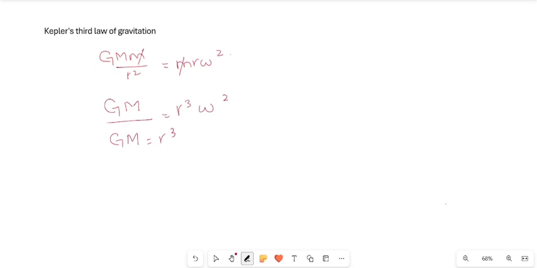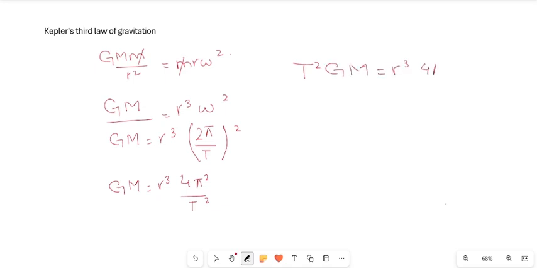And then we know what omega is. Omega is 2 pi f or 2 pi by T. So when you get 2 pi by T whole square, you get 4 pi square over T square, and then you get T square GM equals r cube 4 pi square.